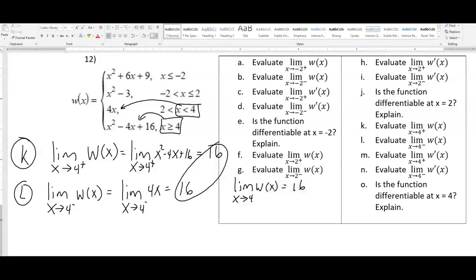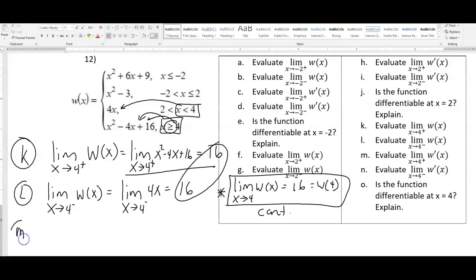Now, it could also be shown that w of 4 equals 16 because all you have to do is plug 4 in. And if you're plugging in 4, you pick the one that's equal. And so if you plug in 4, you're just going to get the same thing you got up here. So this means that the function is continuous. Those pieces are connecting together. But, like I said, you don't need to write any of this right now for your quiz or your study guide. I'm just explaining things. But let's move on to the next part.